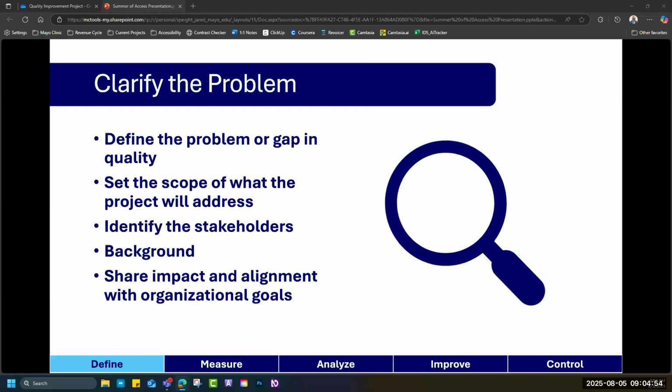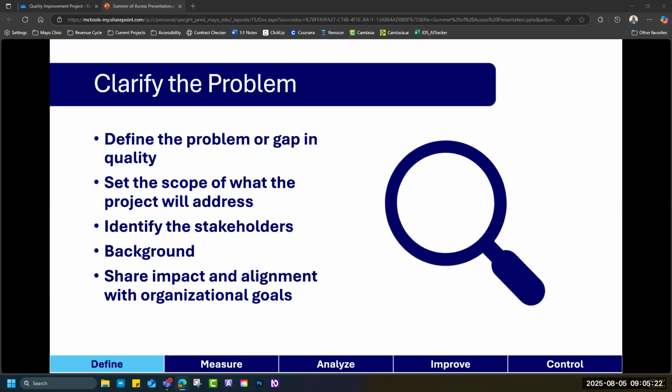All right, well, I'm going to kick it off with the define phase, the first letter of DMAIC. So we started with the define phase, which is all about really laying that groundwork. And our first step was to clarify the gap in quality that we were looking at. So while accessibility had always been a value for us, I don't think we had a clear sense of how consistent that value was reflected across our courses. And maybe you're in those same shoes as well.